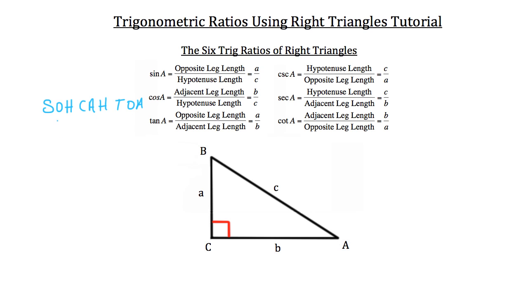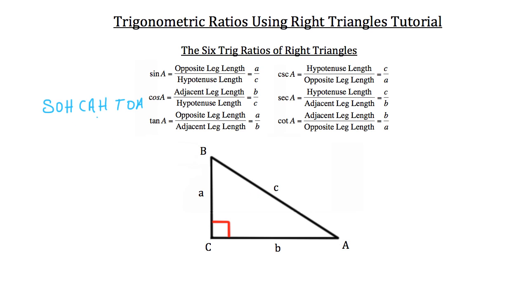Remember, if you look at this acronym, SOH, S-O-H, stands for sine is equal to opposite over hypotenuse leg length, which is exactly what you see here, the opposite leg length over the hypotenuse length. In our triangle, if we took the sine of angle A here, we would simply divide the value of our lowercase a, so the side opposite that angle A, over the hypotenuse, so in this case C.